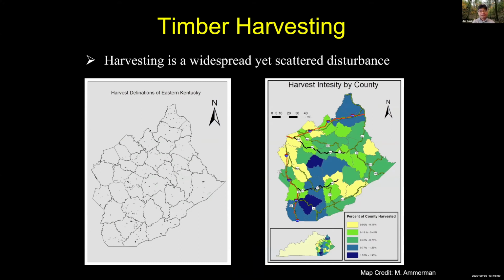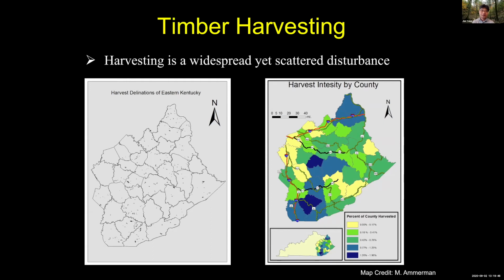The third disturbance that I have looked at is timber harvesting. Harvesting is a widespread but scattered disturbance in Eastern Kentucky. These two maps were made by an undergraduate student, Michael Emman. And what he did is that he used the LEAP imagery, the satellite and aerial photos, to delineate the harvest in Eastern Kentucky. And then he computed the percentage of forest land being harvested. This is for only 1 year, I believe it's 2014.